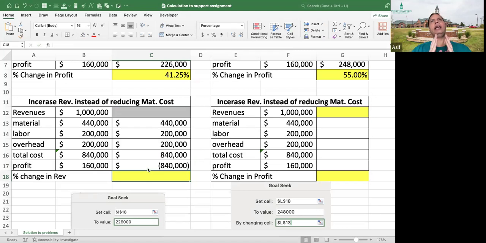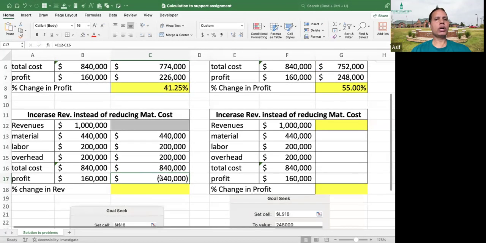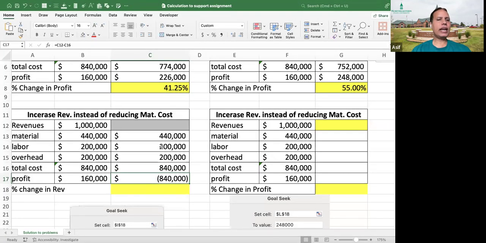Now, again, our objective is that we want to achieve a profit of how much? We want to achieve a profit of 226,000. But instead of reducing material cost, we want to increase our revenue. So how much revenue should be increased to achieve a profit of 226,000? And for this purpose, we are going to use a function in Microsoft Excel that is called goal seek function.